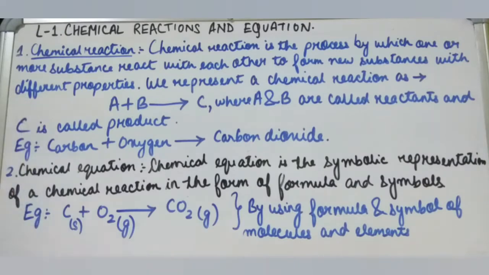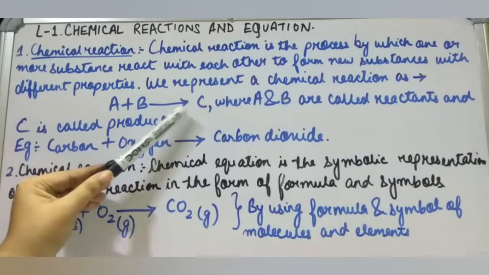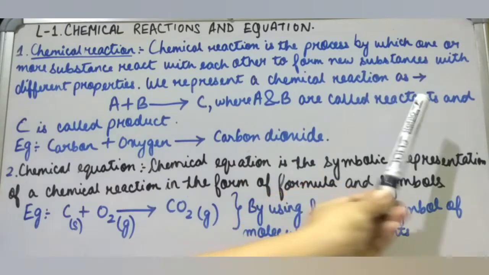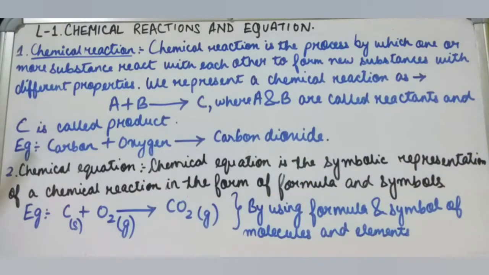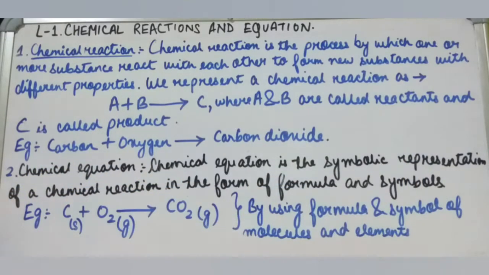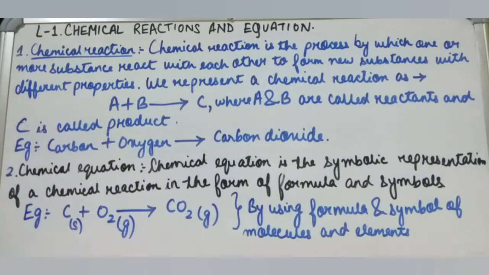different properties. We represent a chemical reaction as A plus B gives us C, where A and B are called reactants and C is called the product. So A and B together are called reactants, and the C that you are seeing, I am representing it as a product.